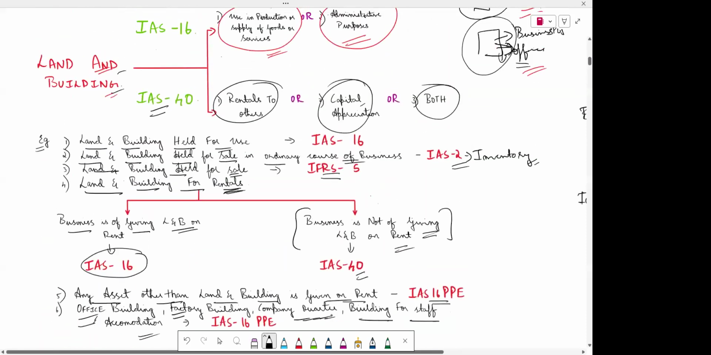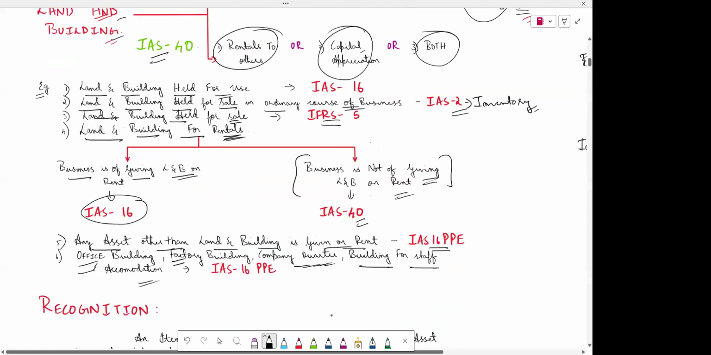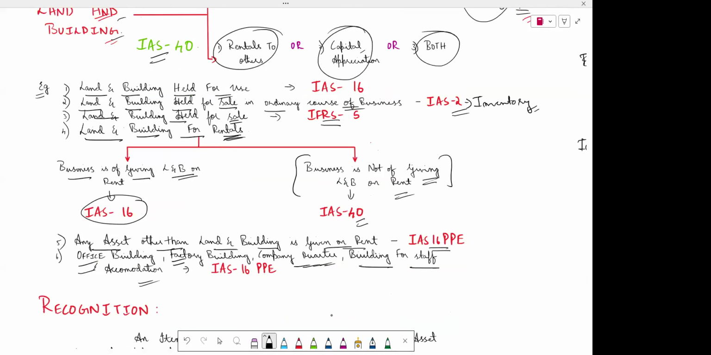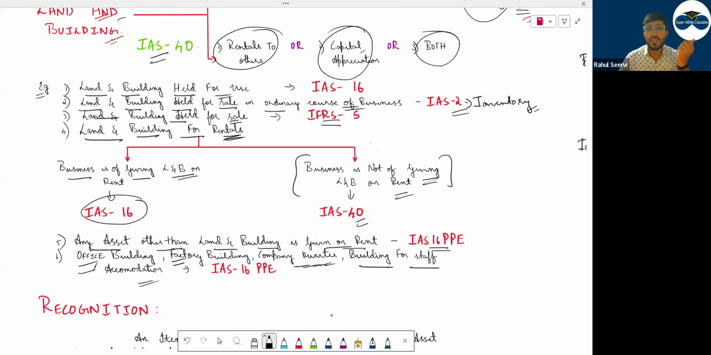And sir, one more doubt. In point number 4, land and building for rentals, IAS 16 and IAS 40, two sections are there. In point number 5, any asset other than land and building given on rent, IAS 16. This feels a little contradictory. Yes, that feeling will come.